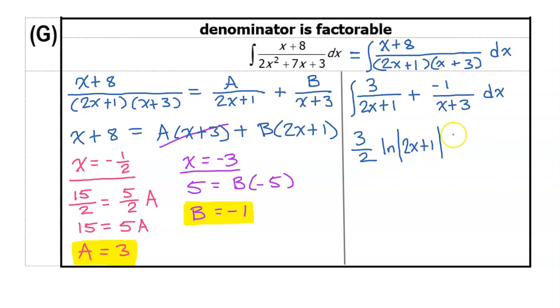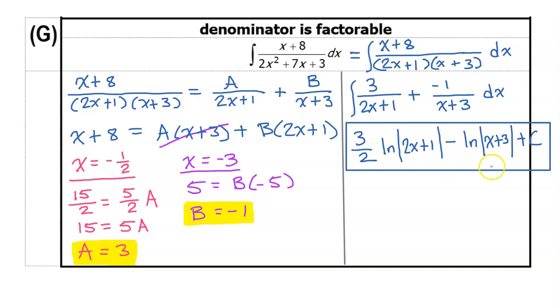The negative sign is going to come out in the front, and we have the integral of 1 over u, which is the natural log of the absolute value of u, plus c. So that's it for example G.